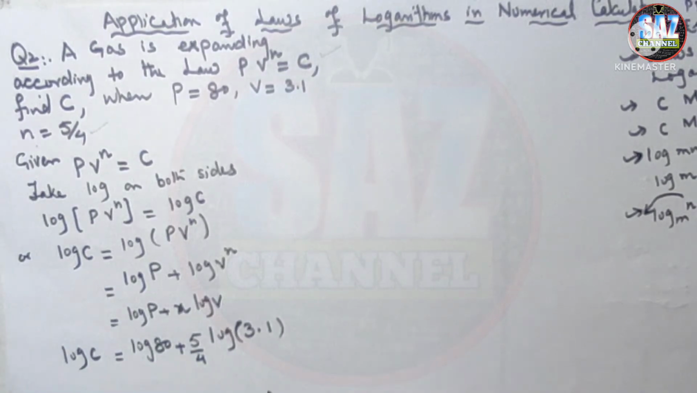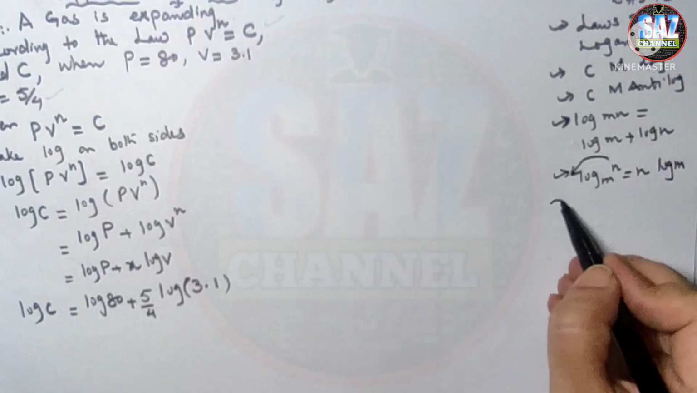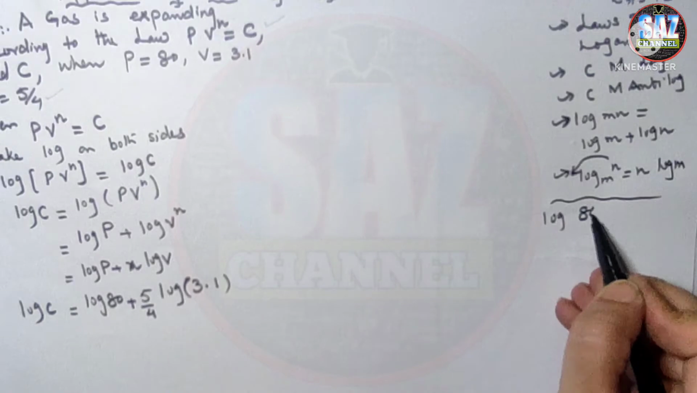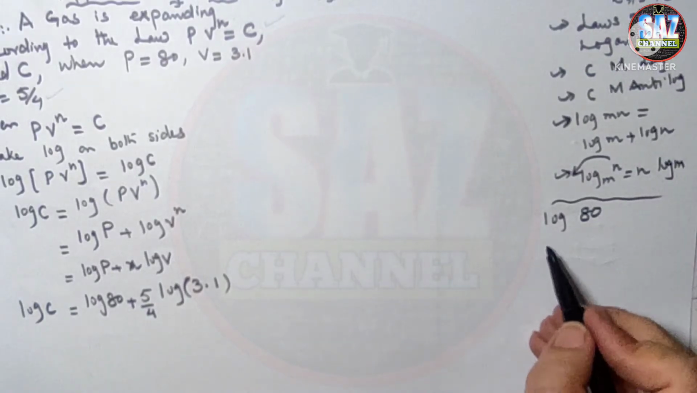Okay, and now it's the time to go for the log, and the first number for which we have to take the log is log of 80. We know that the log of any number consists of how many parts?